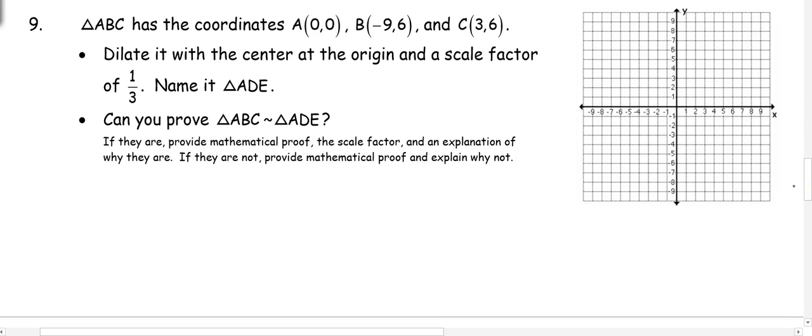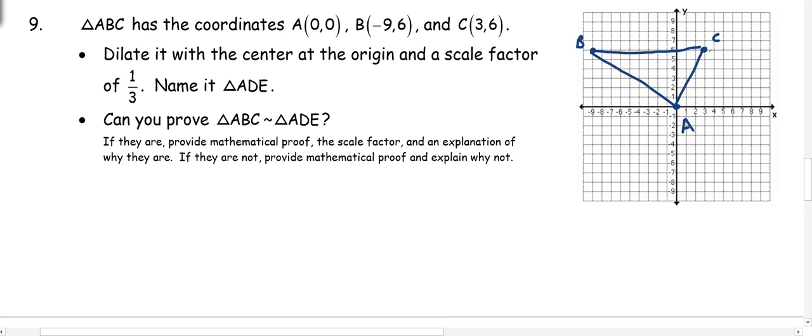Number 9, ABC has the coordinates A 0, 0, B negative 9, 6, C 3, 6. Dilate with the center at the origin of the scale factor of 1/3. So first I'm going to draw this picture. So I have A is at 0, 0, B is at negative 9, 6, and C is at 3, 6. So I have my first triangle. Then I'm going to dilate by multiplying by a scale factor of 1/3.